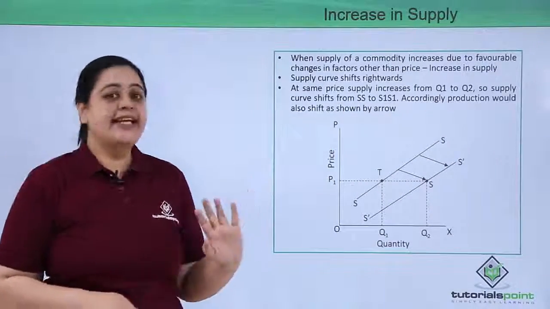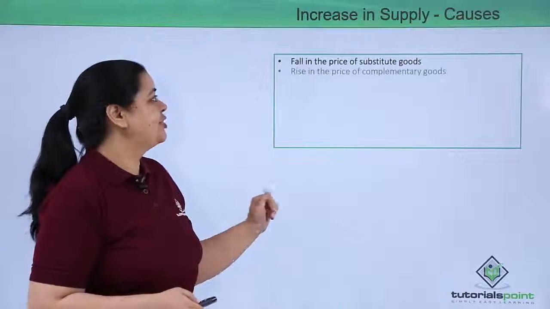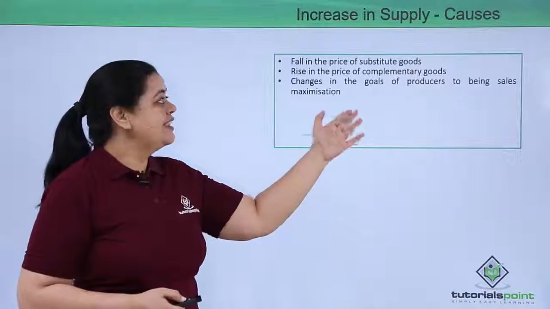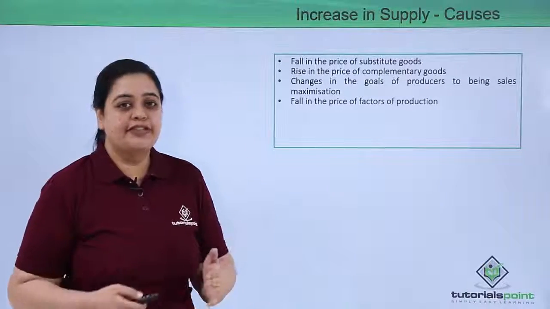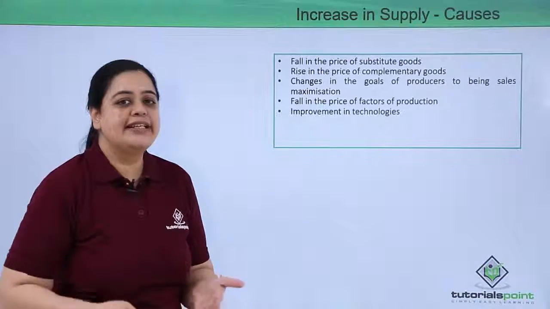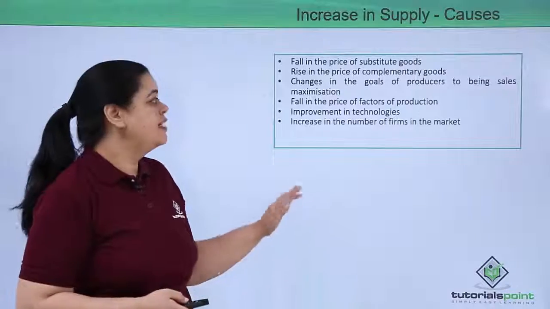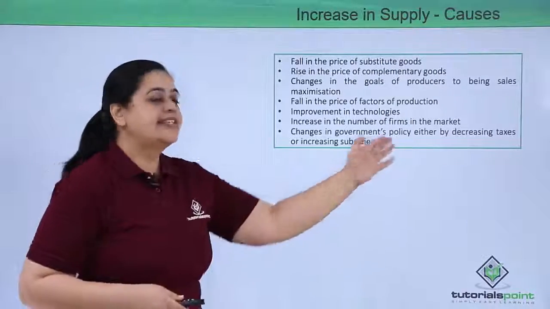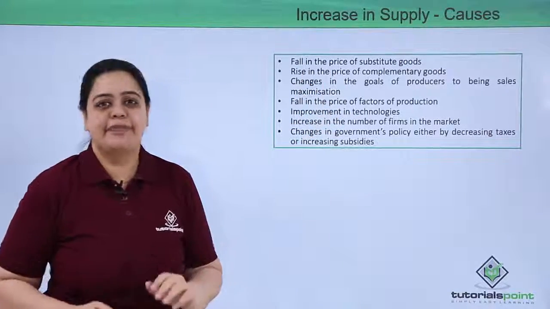Now, let us see what are the causes of increase in supply. The reason would be when there is a fall in the price of the substitute goods, or when there is a rise in the price of the complementary goods, or when there is a change in the goal of the producer to being a sales maximizer, when there is a fall in the prices of factors of production, or if there is an improvement in technology wherein we can produce more at a lesser price, or similar kind of improvement, if there is increase in the number of firms in the market, and if there is a favorable change in the government policy such as decreasing taxes or increasing subsidies. All this will result in increase in supply in the market.